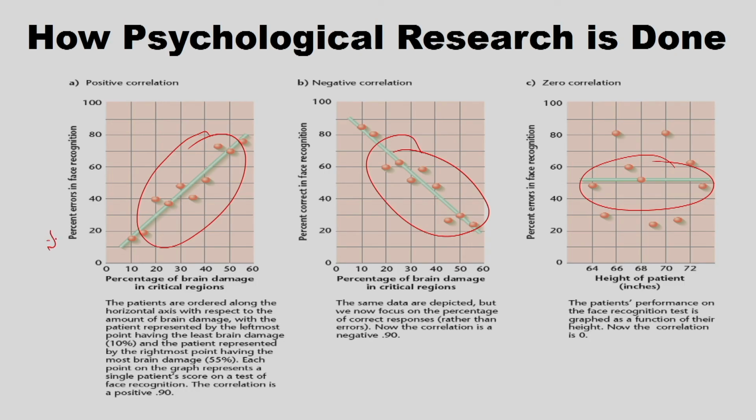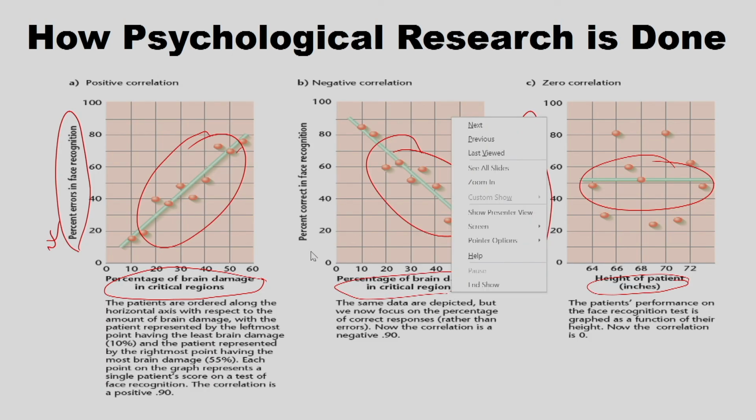The two variables here are the percentage of error in face recognition and the percentage of brain damage in critical regions. So, whether brain damage relates to facial recognition, you can see a positive correlation, you can see a negative correlation, and you can see the height of the patient related to the percentage of face recognition. So, critical regions of the brain in this case have a negative correlation, which means that the more damage you have, the lesser face recognition you have.